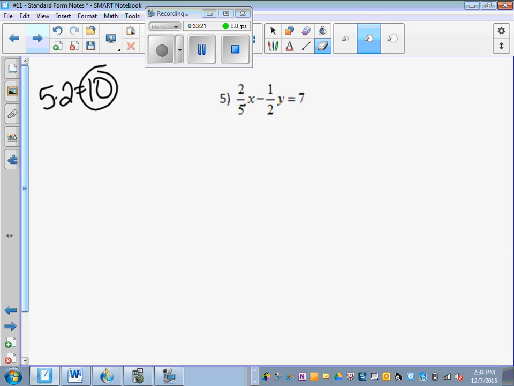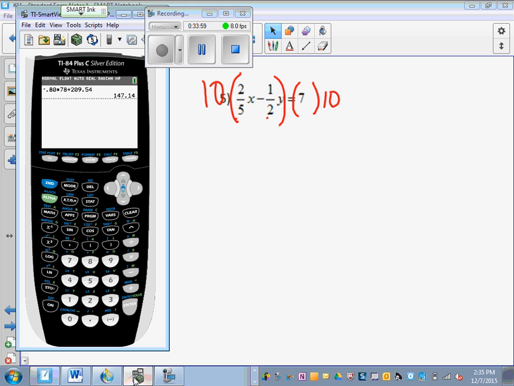So let's do this one together, and I'll go slowly through it so you can see what happens. Again, I have 5 and I have 2, so I'm multiplying by 10. I have to multiply both sides by 10. In order to keep it equal, we have to multiply both sides by 10. When you use your calculator to help you out, make sure you use parentheses around your fraction. I'll even show you up here.